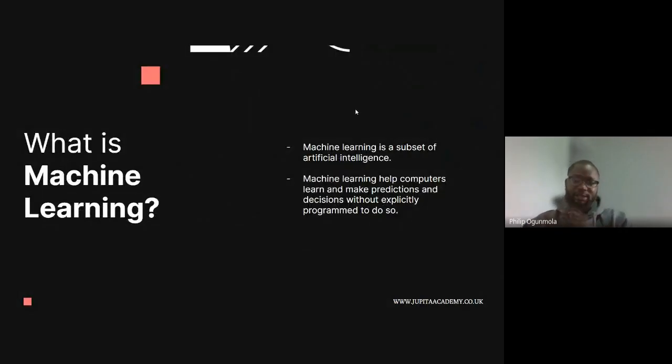So, what is machine learning? When you Google "what is machine learning," the first result says machine learning is a subset of artificial intelligence. Machine learning helps computers learn and make predictions and decisions without being explicitly programmed to do so. Let me break this down. When we say machine learning is a subset of artificial intelligence, it means artificial intelligence has other subsets. The other subsets are things like NLP, that's natural language processing, and computer vision. We'll explain each of them. Then machine learning, of course, and several other aspects that we won't be going into in this conversation.